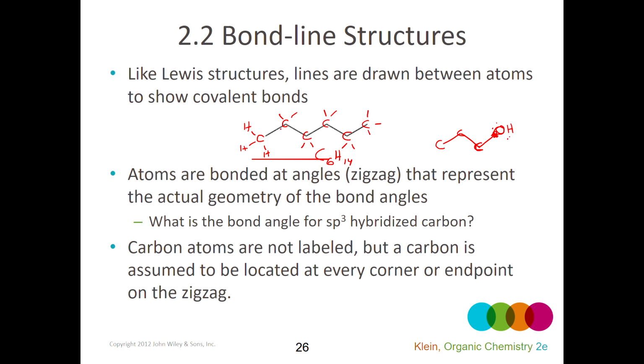We try to show the angles pretty close to what they should actually be. So in this molecule, if my carbons are sp3 hybridized because they have a steric number of 4 due to the fact that they have 4 sigma bonds and 0 lone pairs, the angles on an sp3 hybridized carbon should be about 109 degrees.